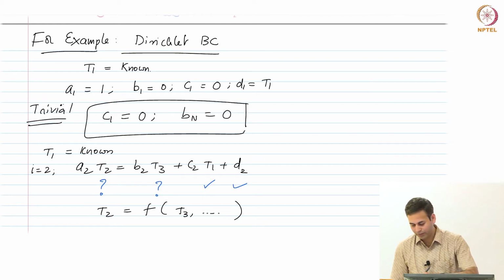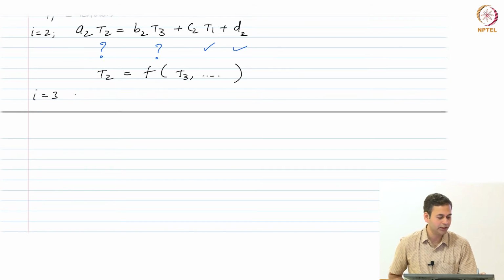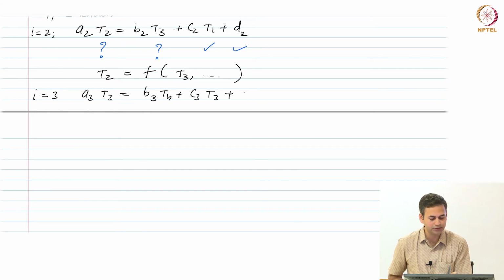Now, can we repeat the same process for cell 3? If you write i equals 3, you will get A3 T3 equals B3 T4 plus C3 T2 plus D3.